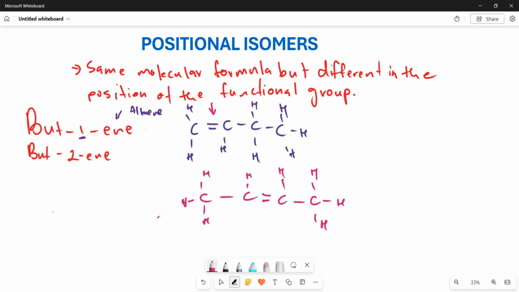So as you can see, the position in which you find your functional group has been moved from the first carbon to your second carbon. That's what we mean when we say positional isomers. These structural formulas are the same, which means whenever you are writing this, it is still going to be the same as C4, and this is going to be H10, isn't it so?